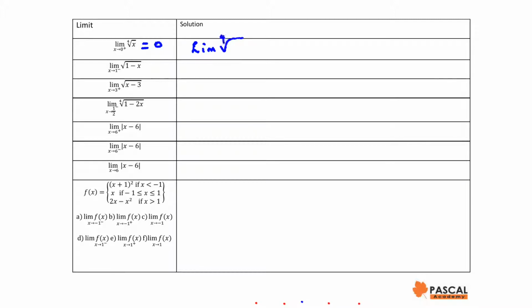The limit of the fourth root of x as x approaches 0 from the left side does not exist, because f of x equals the fourth root of x is undefined when x is smaller than 0. Similarly, the limit of the square root of 1 minus x as x approaches 1 from the left side, the square root of x minus 3 as x approaches 3 from the right side, and the fourth root of 1 minus 2x as x approaches 1 over 2 from the left side is 0.